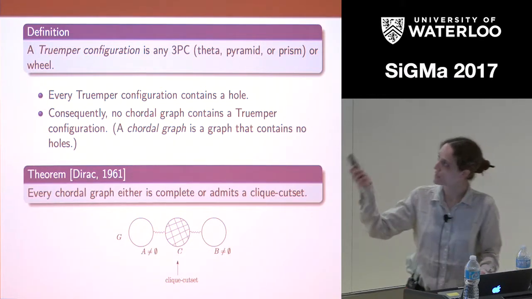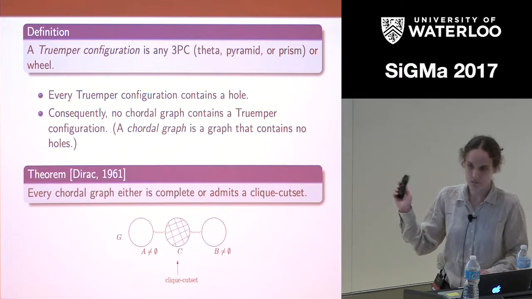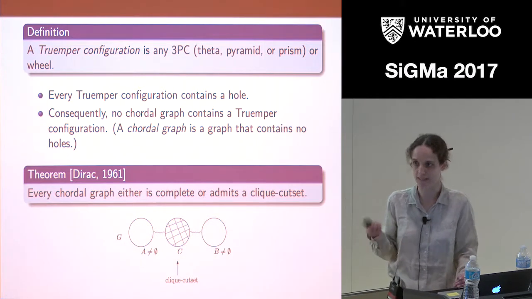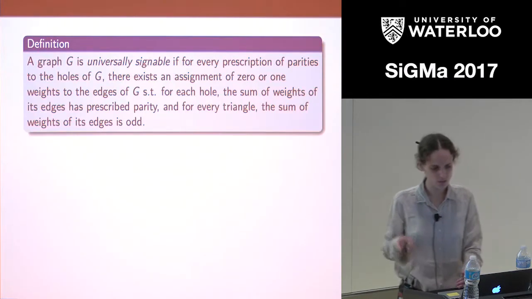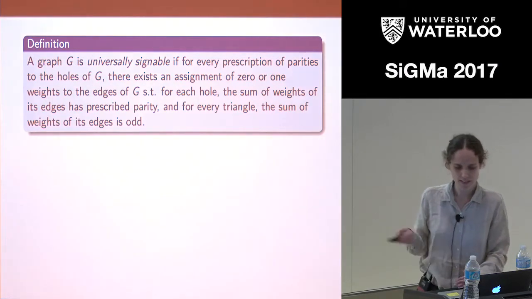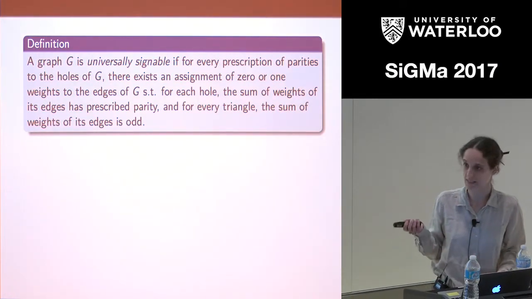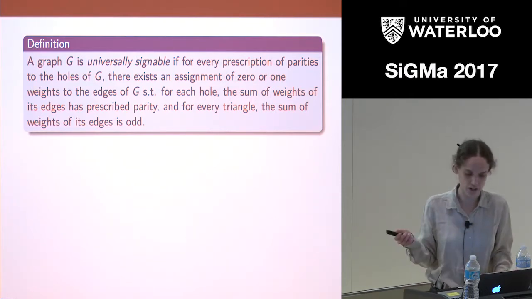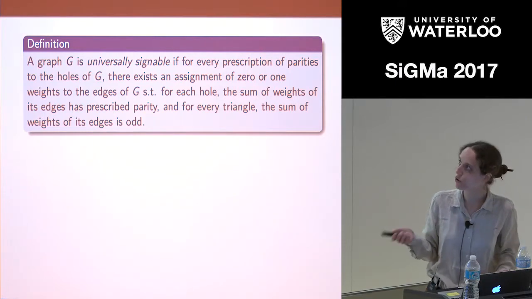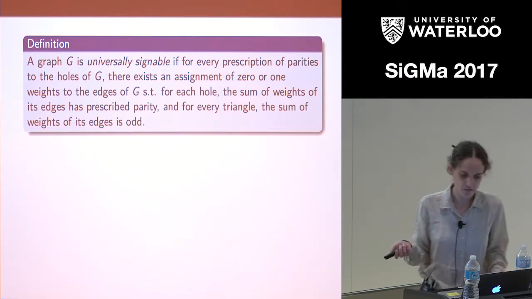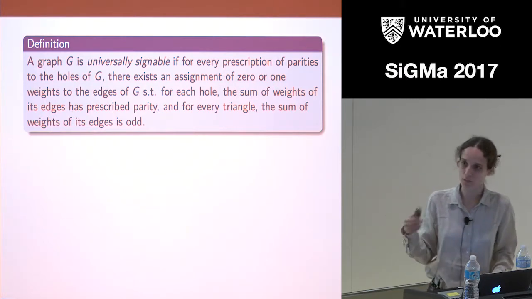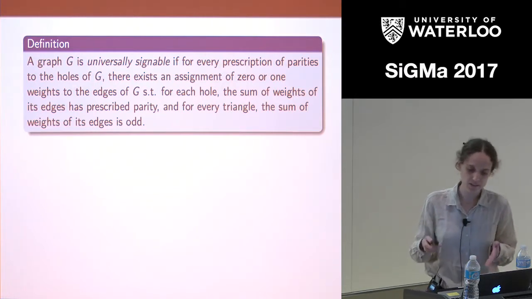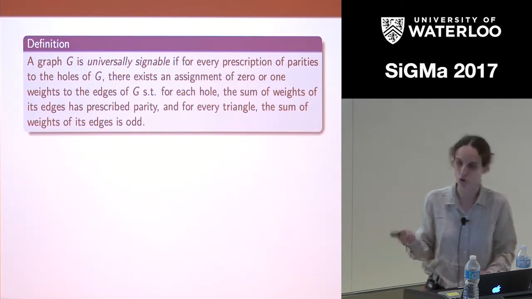So in this case, A is separated from B if you delete C. C may possibly be empty, so if you have a graph that's disconnected to begin with, then the empty set counts as a clique cutset. Now, let's generalize chordal graphs. Let's say that a graph G is universally assignable if whichever way you assign parities to the holes of the graph, you can find some assignment of 0 or 1 weights for the edges of the graph, such that for each hole, its weight, meaning the sum of weights of its edges, has the parity that you prescribe to it, and furthermore, every triangle has odd weight.